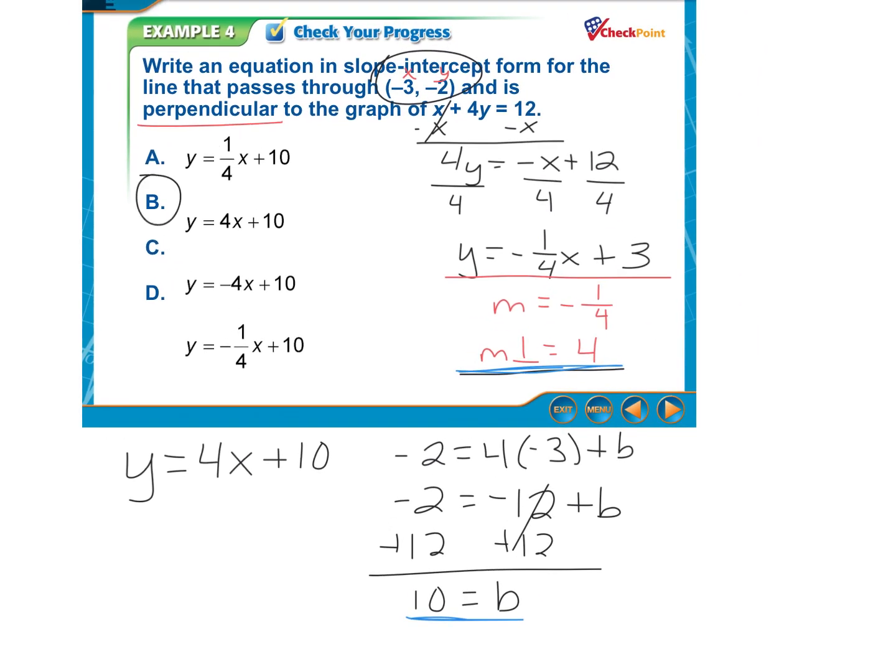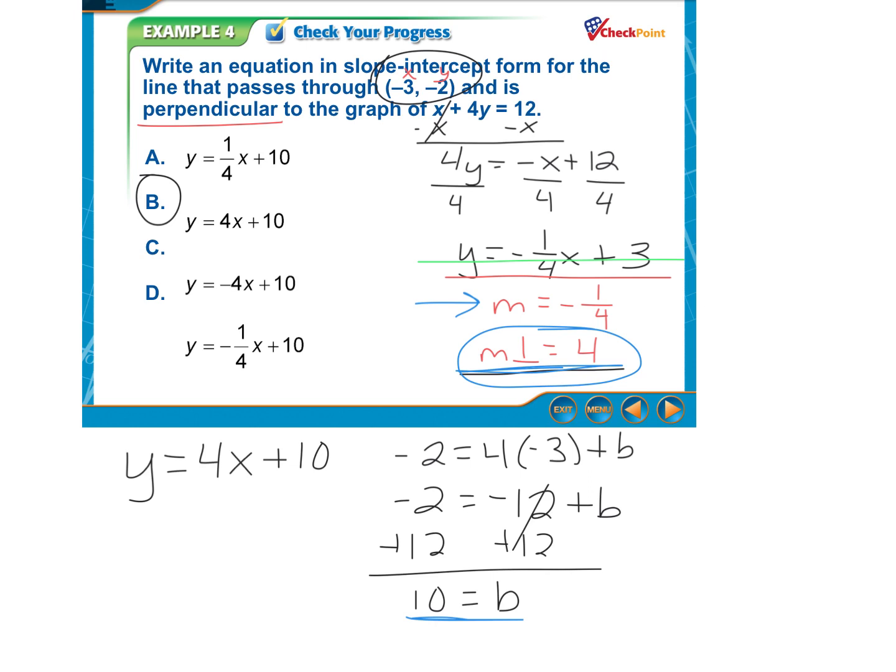One thing to be careful of. Sometimes we get confused once we get to the rewriting step because we sometimes go back to our original. But it wants the perpendicular one, so we want to stay with that slope. Once you find your parallel or perpendicular slope, you are done with that original equation. You don't have to worry about that equation anymore. Does that make sense? Any questions over parallel and perpendicular slope?